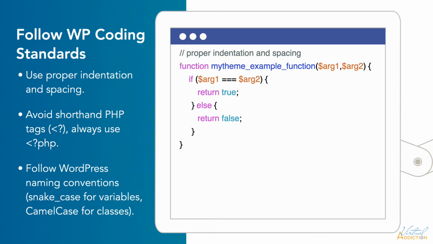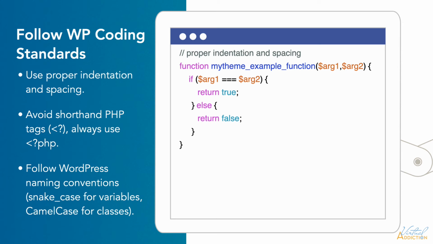JavaScript. When we think of proper coding standards, you want to use proper indentation and spacing. This makes your code much more legible and ensures that everything is easier to debug and to modify. You'll want to avoid using shorthand PHP tags. A shorthand PHP tag is the angle bracket and then the question mark. But when we deal with WordPress, we always want to use angle bracket question mark php.